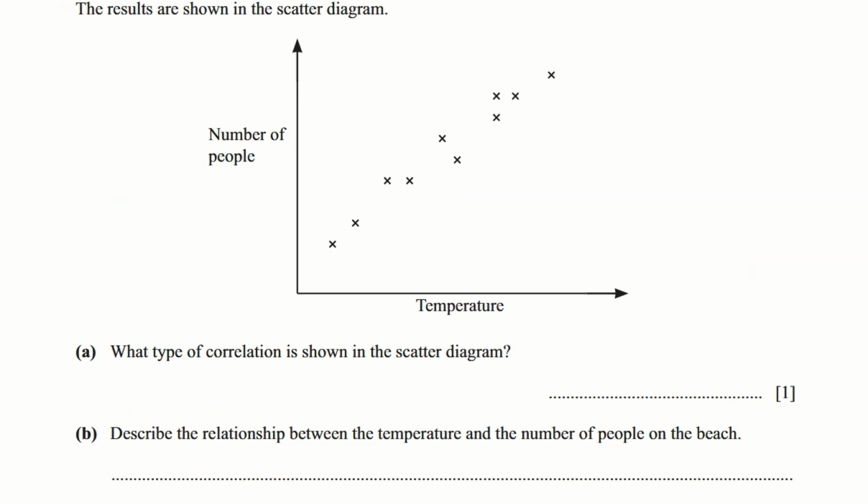Number 16. What type of correlation is shown on the scatter diagram? As it is rising upward, we call it a positive correlation. B. Describe the relationship between the temperature and number of people. As the temperature gets higher, the number of people also increases.